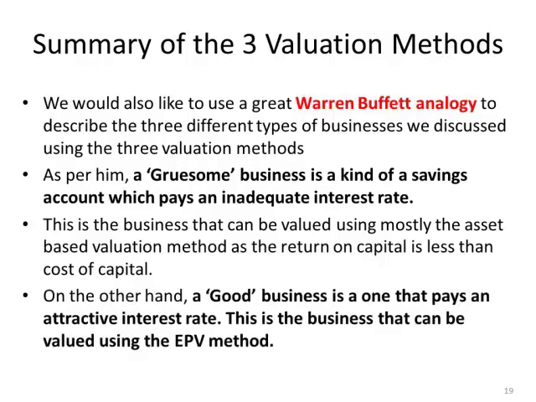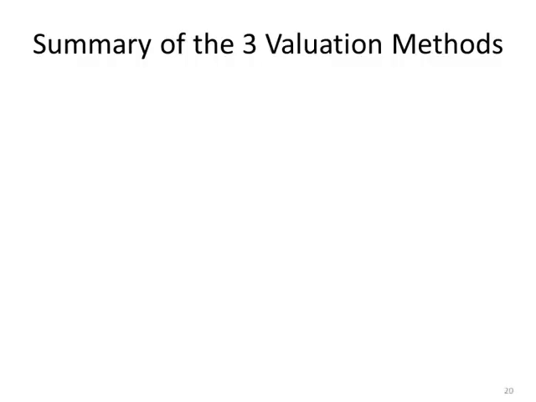The other type of business is a good business, right? And that's one that pays an attractive interest rate. And the good business can be valued using the earnings power value method, right? Because when we're earning more than the cost of capital, then we want to take that into account. So we use the earnings power value method. And for that reason, we would call it a good business. Summary of the 3 valuation methods.